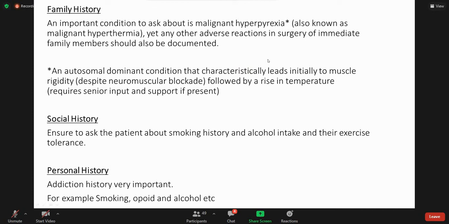So social history. In social history, basically we will ask about the history of smoking and alcohol intake and other drugs, recreational drugs, if the patient is taking any. And apart from that, we'll have to evaluate his personal history as well. That is very important, which includes addiction, and a history of sleep as well. There is history of lack of appetite, if there is any. We'll have to evaluate all these things.